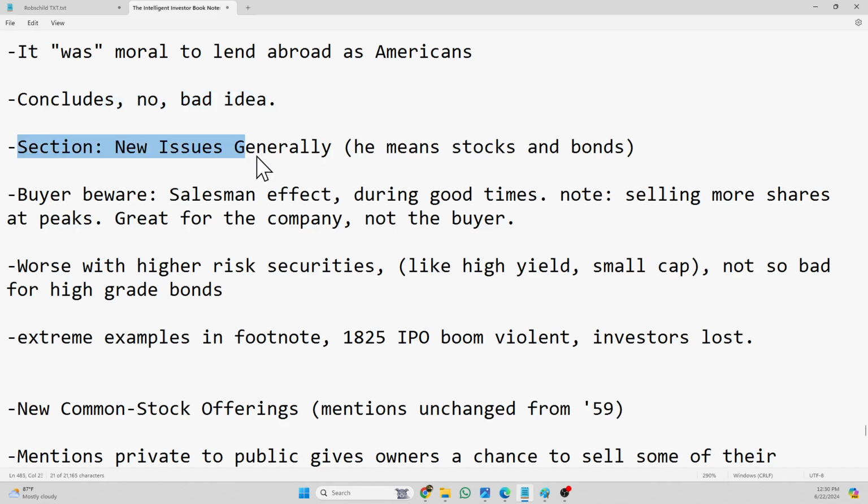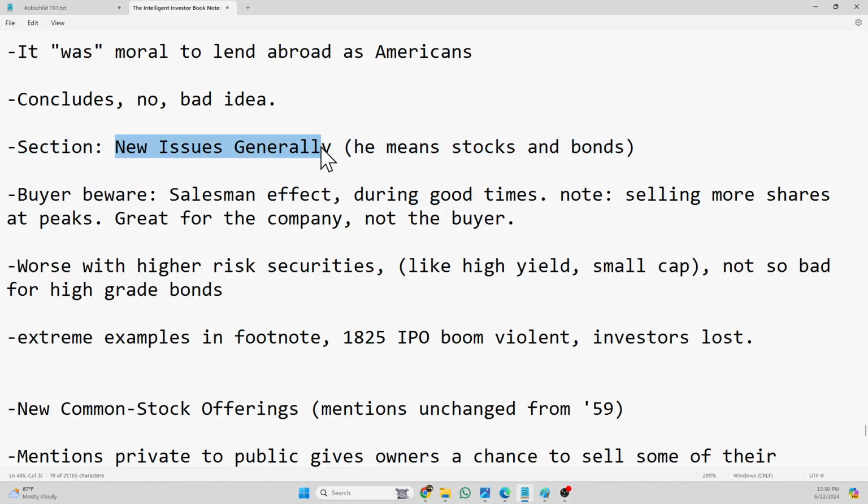Next section is about new issues generally. In other words, IPOs. Reddit just had an IPO. They're selling bonds, like, here, give us your money, we're going to give you coupons on it. Or, here, give us your money, we're going to give you stock, so you're an owner of the company now. So there's a section on new issues. That's what those are. First thing is buyer beware, especially because of the salesman effect.